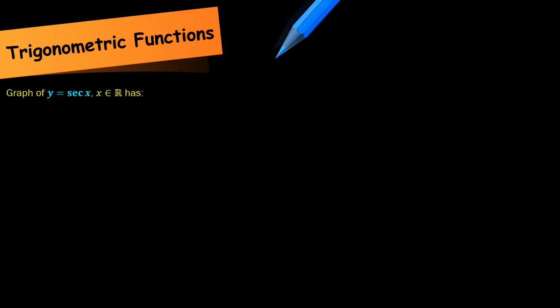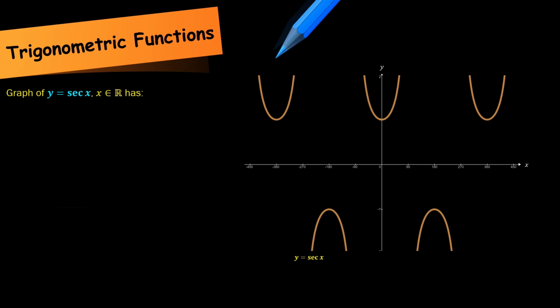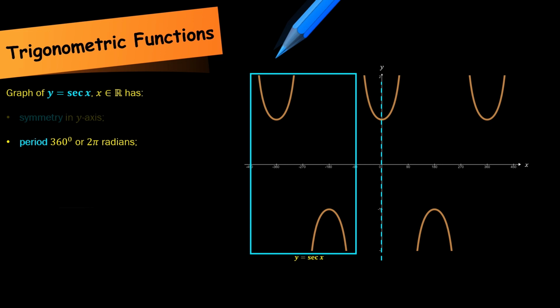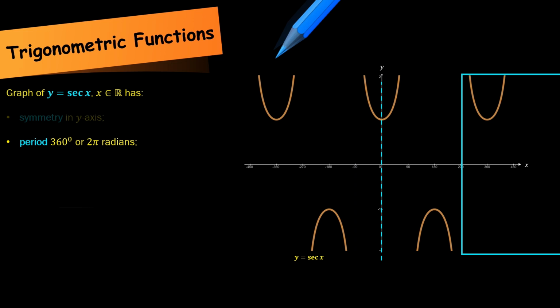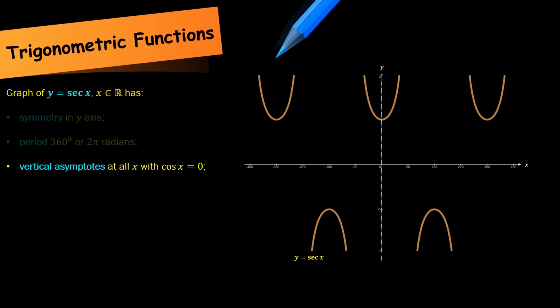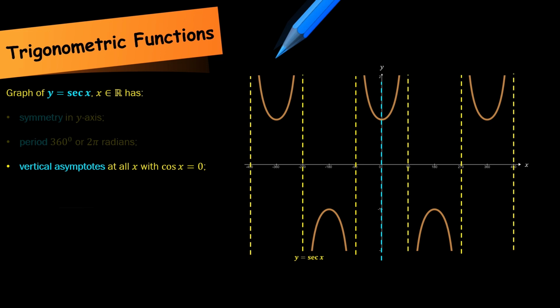We're now going to take a look at some important features of the graph of y equals sec x for x in the real numbers. So here's a sketch of y equals sec x. It has symmetry in the y-axis. Its period is 360 degrees or 2 pi radians. So notice the pattern repeats every 360 degrees. Here, here, here, and so on. It has vertical asymptotes at all x with cos x equal to 0, as denoted here.